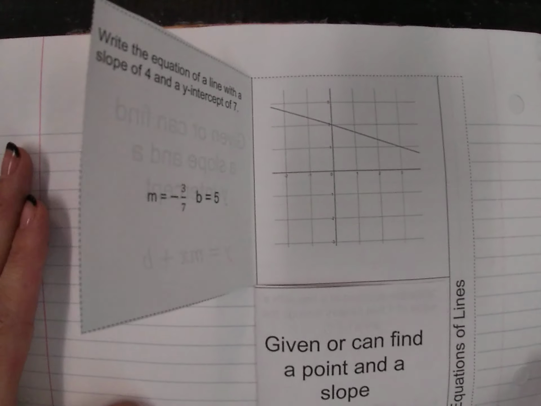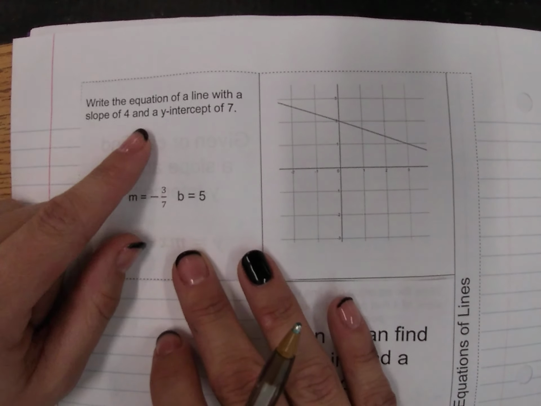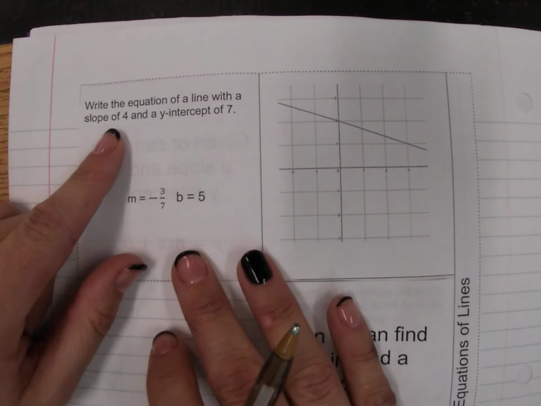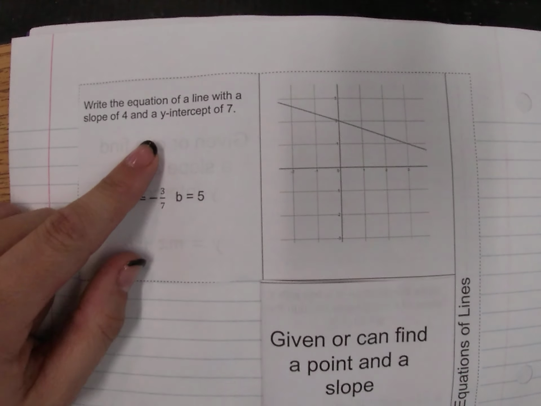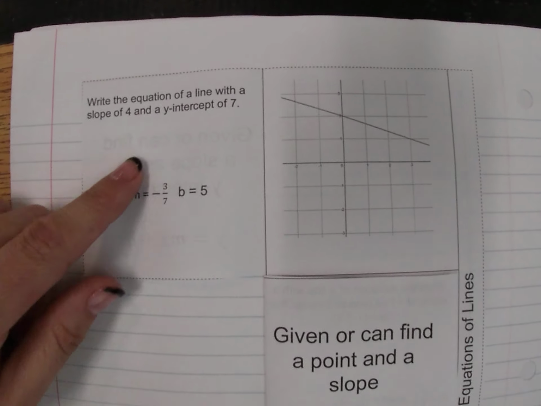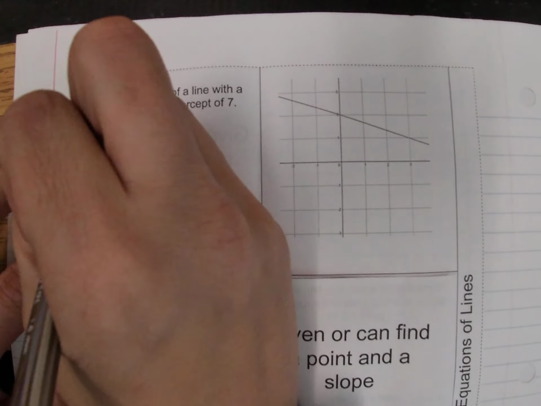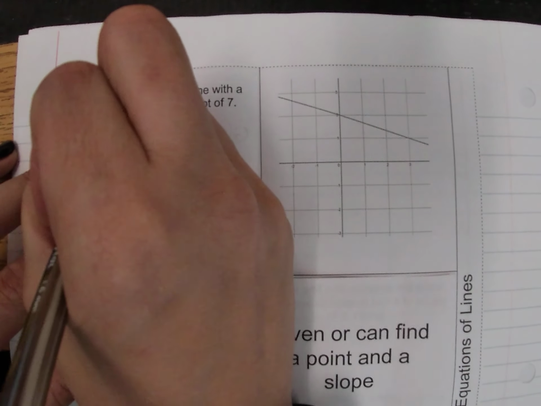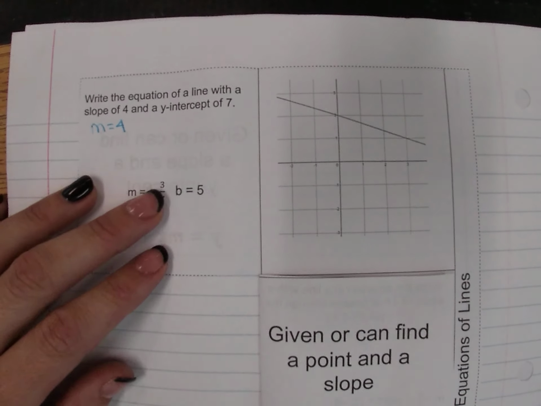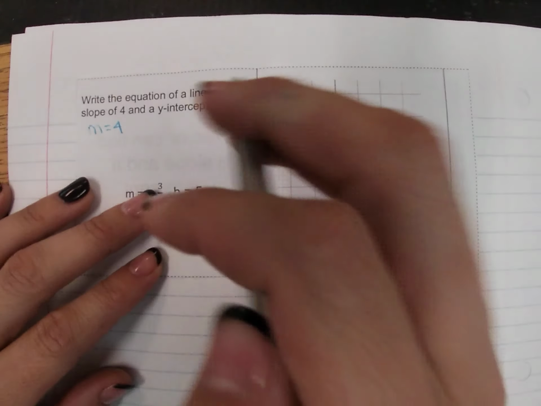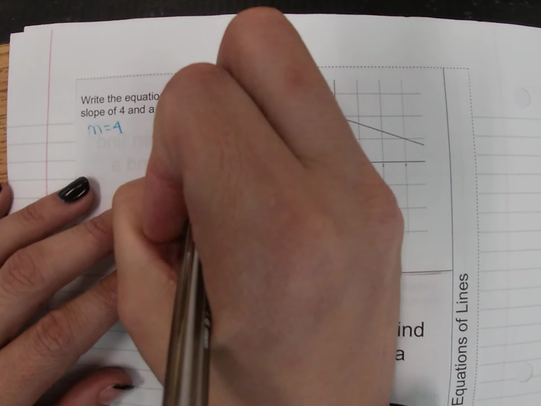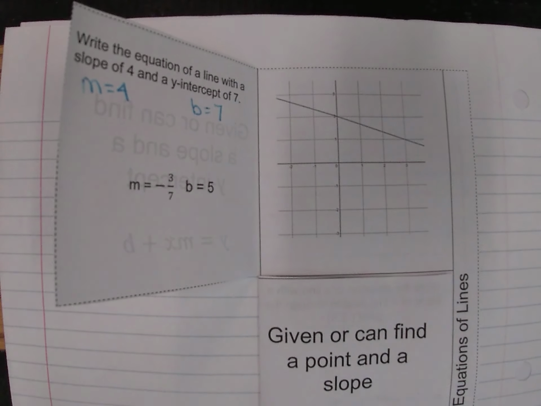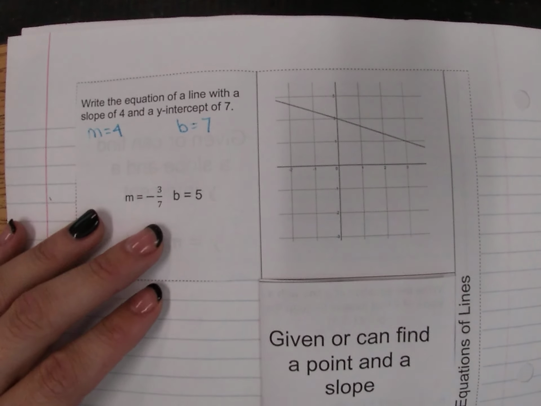So for example, let's say we want to write the equation of a line with a slope of 4 and a y-intercept of 7, right? This is directly telling us that the slope is 4. Remember, we represent slope with the letter m, so we know that m is 4. And our y-intercept is 7. We know that b equals 7. Okay, so we have an m of 4 and we have a b of 7.